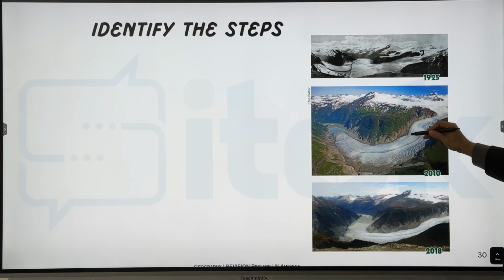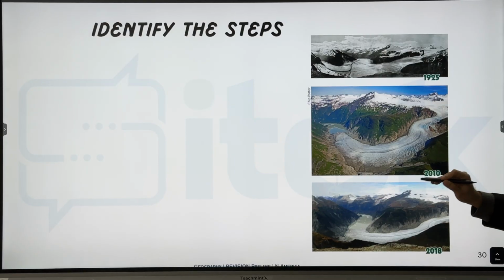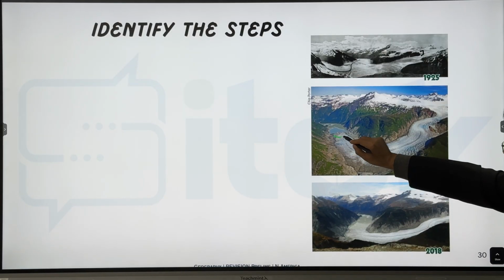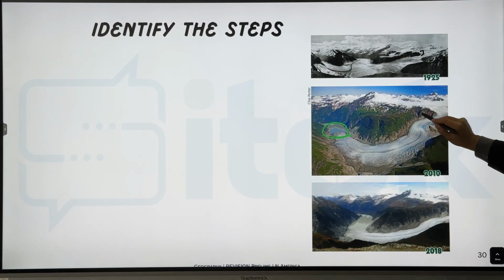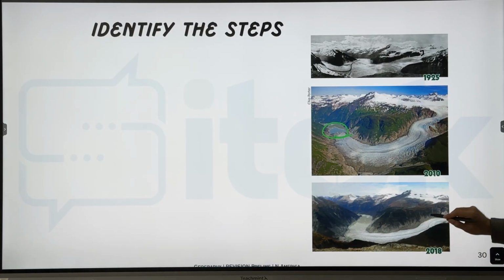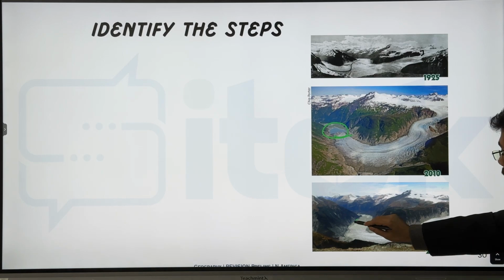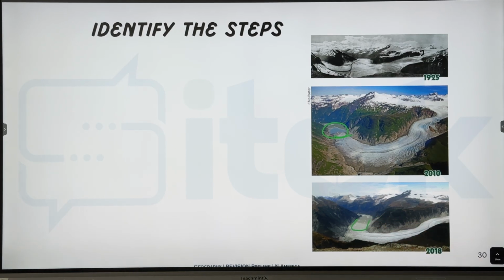Just this much. Now, in 2010, the glacier has started retreating. You see, there is a water body present here. The glacier has started retreating back, and in 2018, the water body is increasing. So this is how fjords are formed.